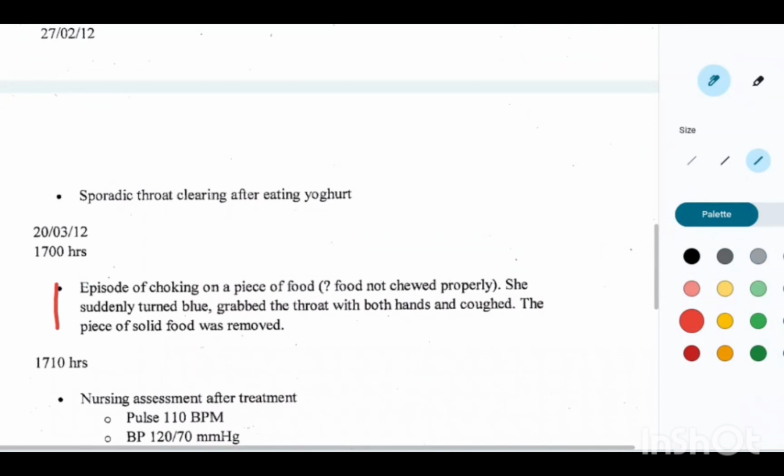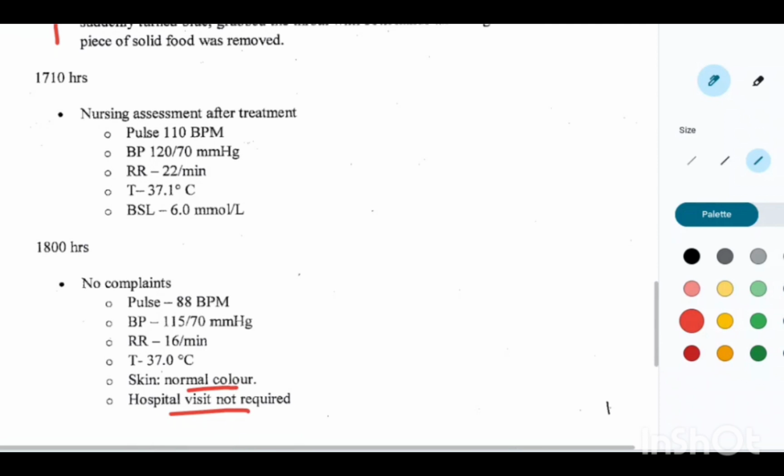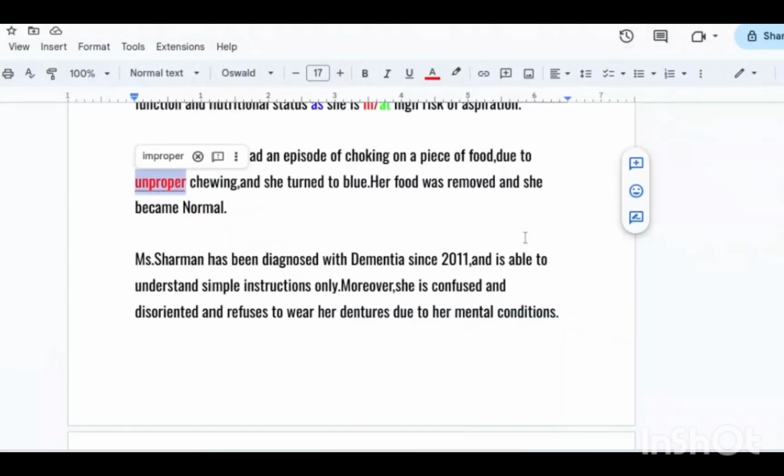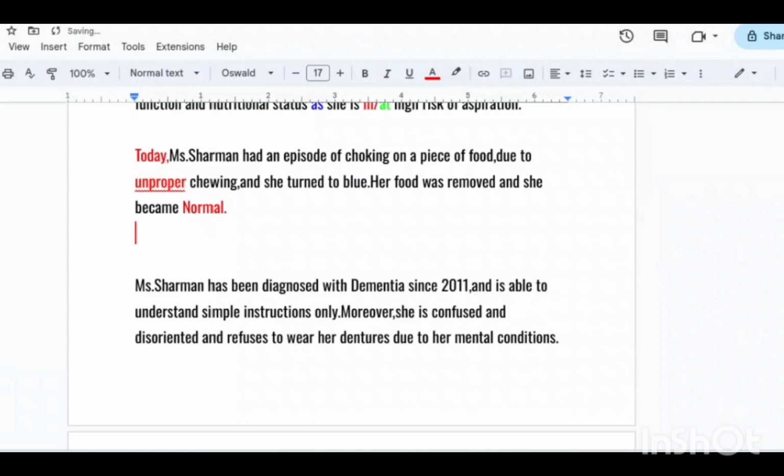Okay, so on the 20th, the sentence should be like this: on 20th of March 2012 at 17 hours, Miss Sherman had an episode of choking with an unchewed portion of food. Okay, and she suddenly grabbed her throat with both hands and coughed, and she turned blue. And the pieces of food were later removed, and her vitals went back to normal. And currently, she is settled. So there was no hospitalization done, and all her vitals came back to normal. So you have to mention clearly instead of saying she is normal. It's not about being normal, it became that all the vitals became normal. Need to mention that instead. So how are we going to say that?